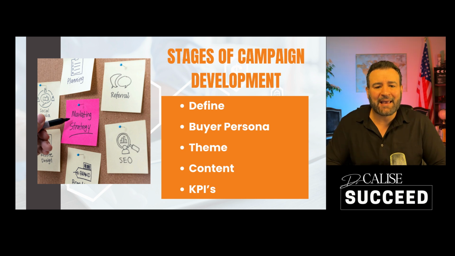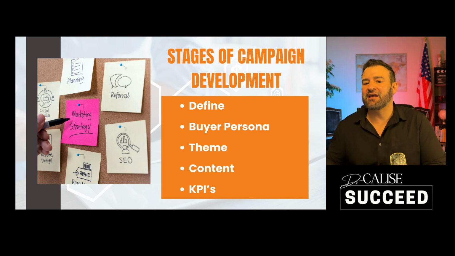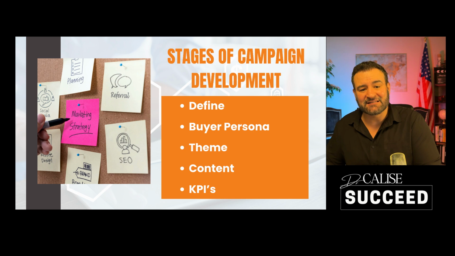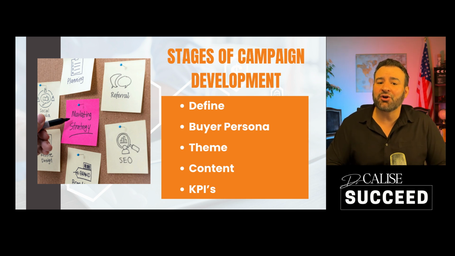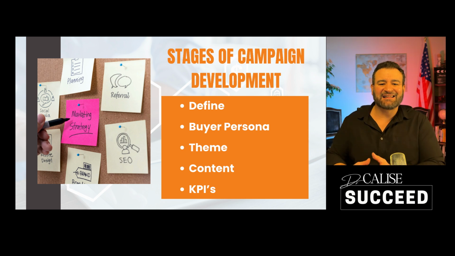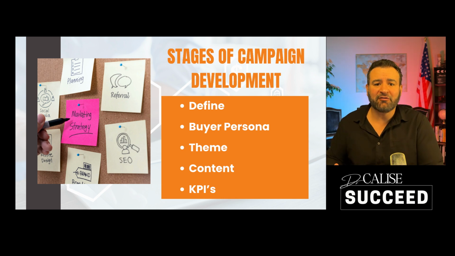You're going to have a campaign theme that summarizes what your brand is all about. You're going to create content that engages your target audience. And obviously, you want key performance indicators, or KPIs, which are metrics that you're going to use to analyze exactly what is working and what is not. What should you do more of, or what do you need to revise?